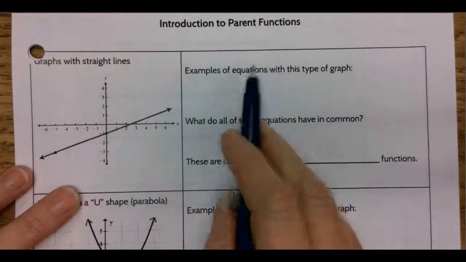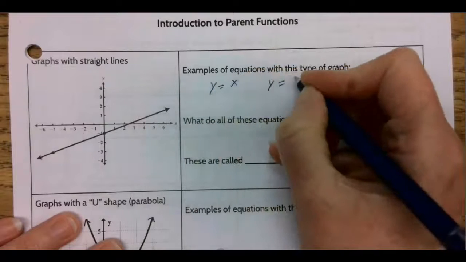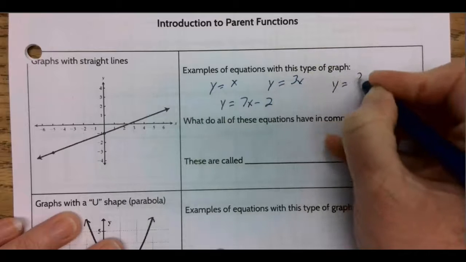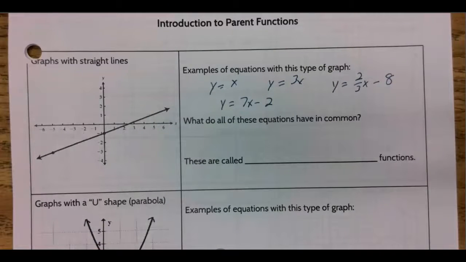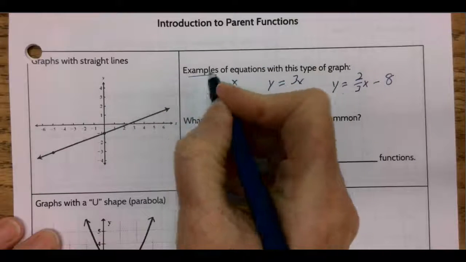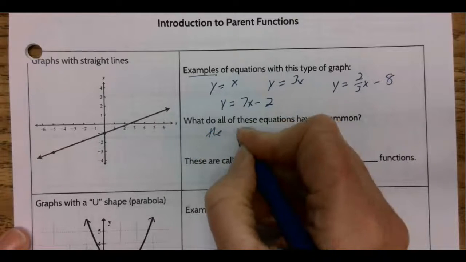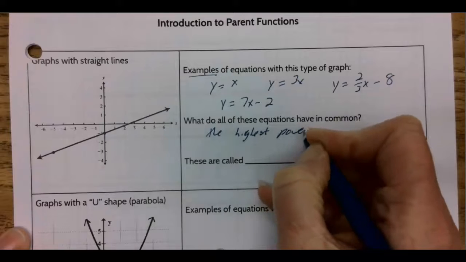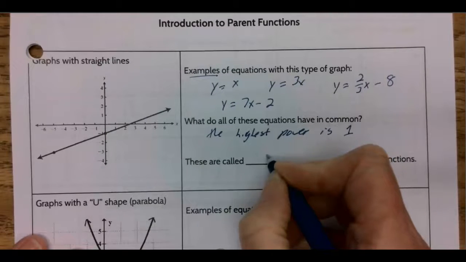This is a graph with a straight line. Examples of equations with this type: y is equal to x, y equals 3x, y equals 7x minus 2, y equals 2/3 x minus 8. Those are just examples. We could go on and on. What do all of these equations have in common? The highest power is 1. These are called linear equations.